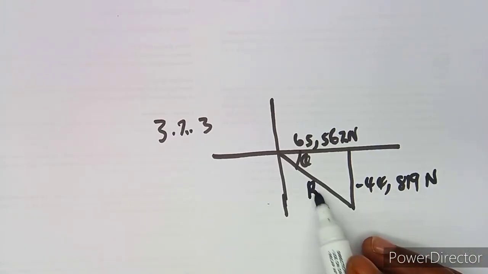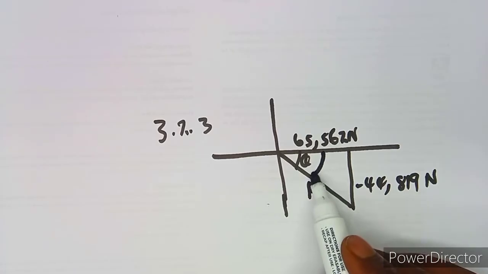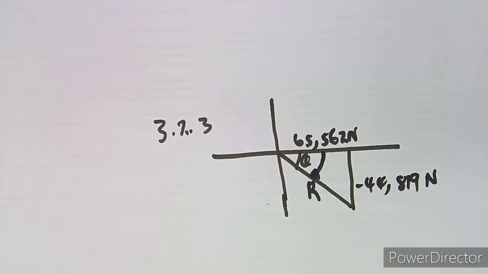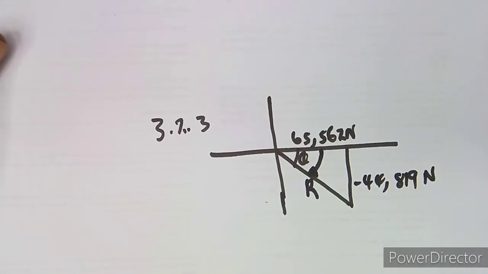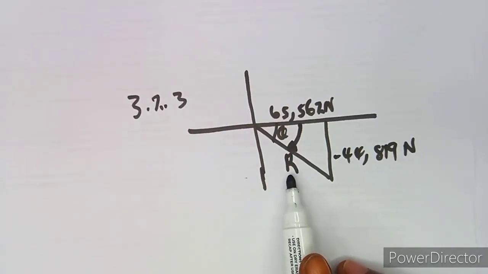So this is going to be your resultant, and this is going to be the angle that you're going to have, in this case, the direction. So you have the magnitude and the direction. The magnitude is this R, which is the resultant here. Okay, so how are we going to obtain this?